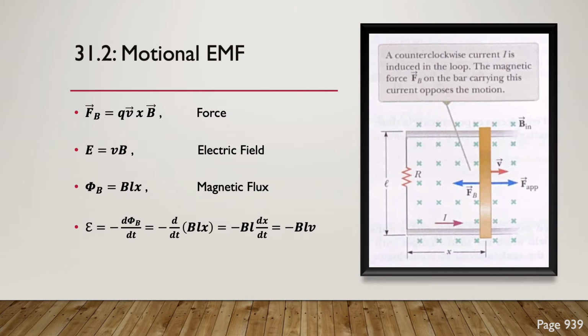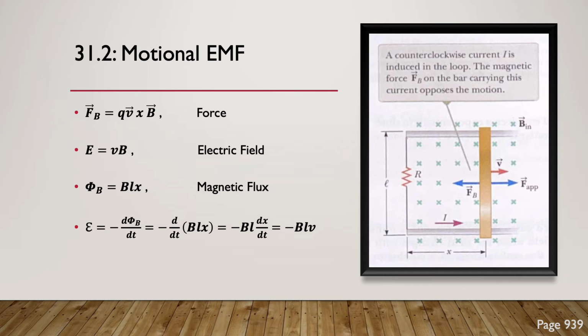In the next section, we are going to discuss motional EMF. We are going to describe motional EMF as the EMF induced in a conductor moving through a constant magnetic field. From the magnetic version of the particle in a field model, the electrons in the graphic of this conductor experience a force equal to q v cross B, which is directed along the length L and perpendicular to both v and B. Under the influence of this force, the electrons move to the lower end of the conductor and accumulate there, leaving a net positive charge at the upper end.